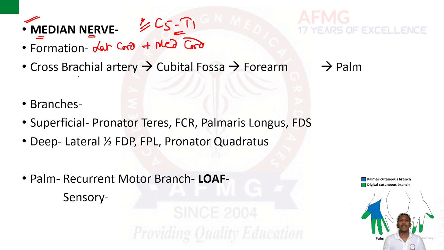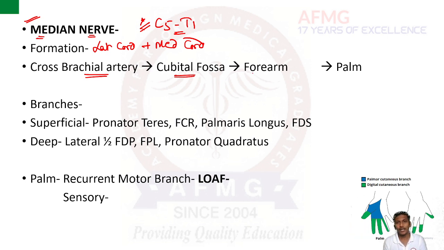Moving further, once the median nerve is formed with the combination of the lateral as well as medial root, it will cross the brachial artery. It crosses the brachial artery from lateral to medial, and then it enters the cubital fossa. It is the medial most structure in the cubital fossa. It lies on the medial side.